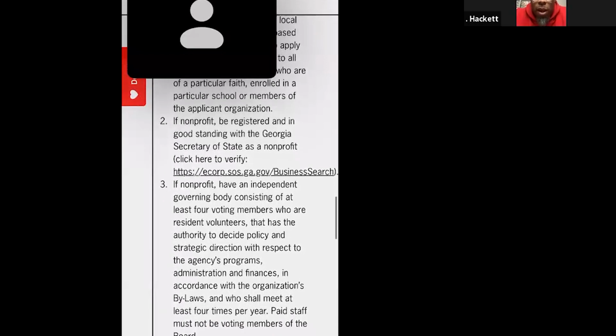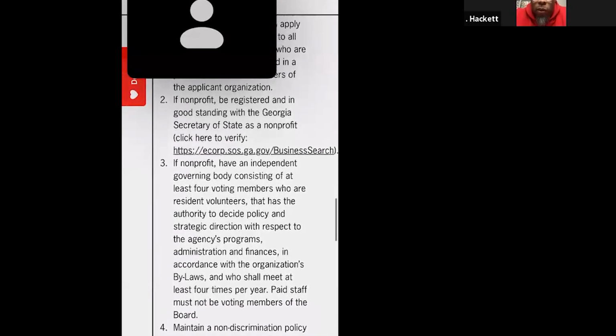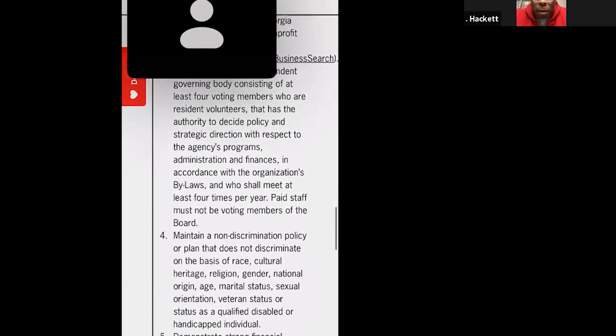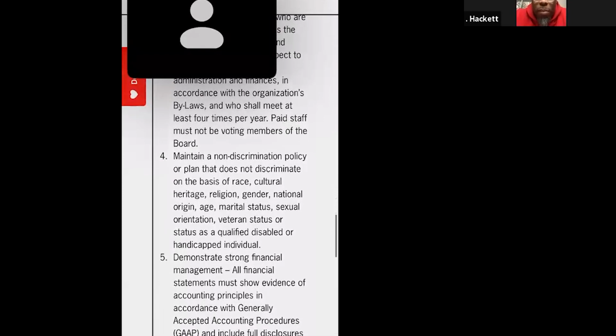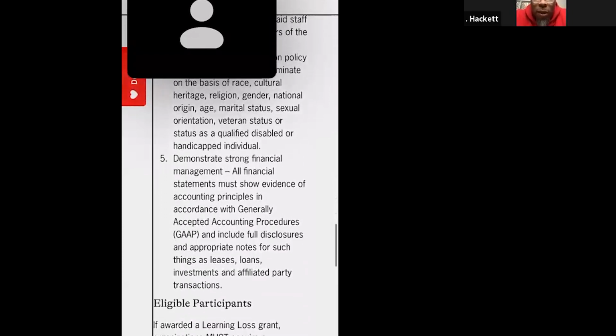If a nonprofit, have an independent governing body consisting of at least 4 voting members who are resident volunteers that has the authority to decide policy, and so on. Meet at least 4 times a year. Paid staff must not be voting members of the board. Maintain a non-discrimination policy.